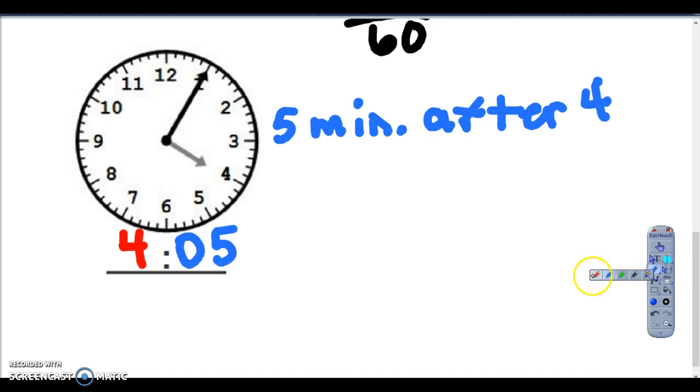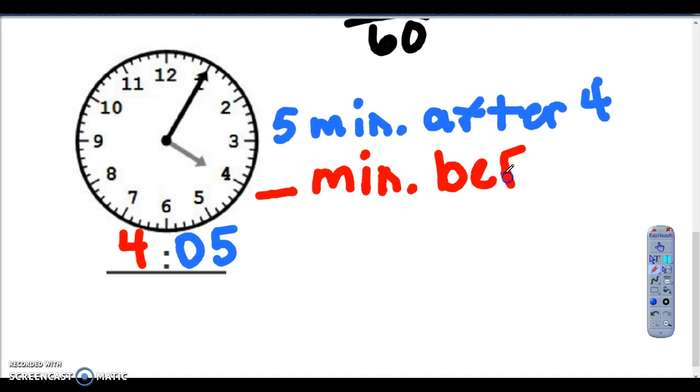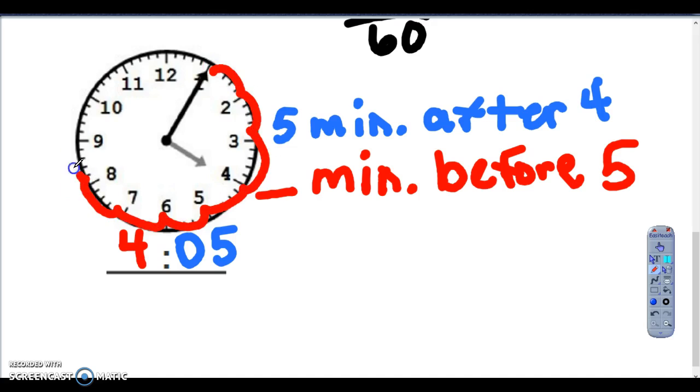So I can go ahead and count or set it up, whichever you prefer. Go and set it up. How many minutes before? And it looks like the next hour after 4 is 5. So I'm going to go and count here. 5, 10, 15, 20, 25, 30, 35, 40, 45, 50, 55.